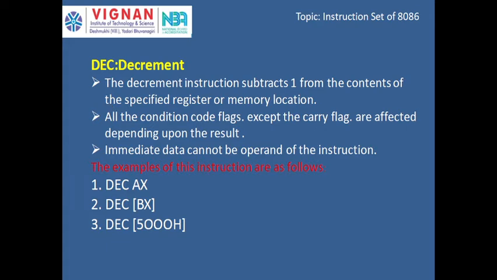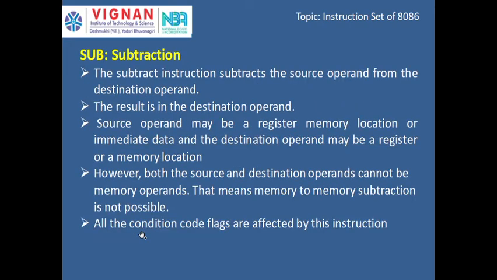In a similar way, the opposite, that is decrement. The content of the specified register or memory location will be decremented. This instruction subtracts 1 from the contents of the specified register or memory location. DEC AX subtracts 1 from the content of the AX register. Similarly, DEC [5000H] subtracts 1 from the content of the memory location whose offset address is 5000H. This is the decrement instruction.